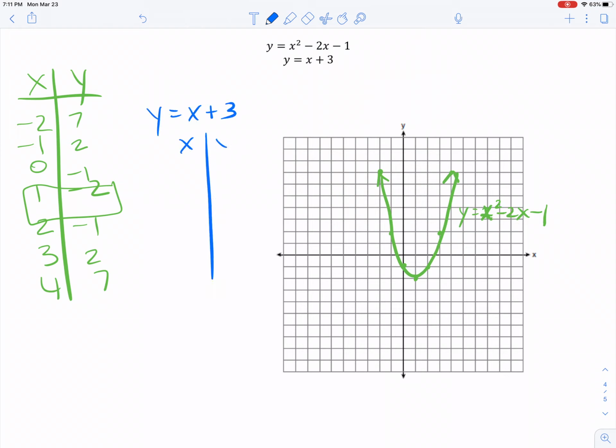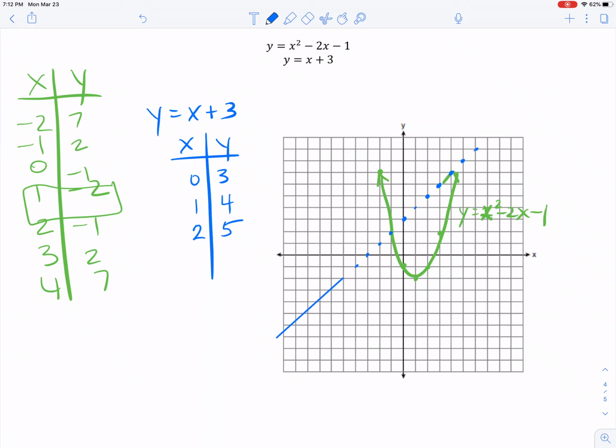I could put that in the calculator. Again, in this case, I'm not going to. If x is 0, y is 3. If x is 1, y would be 1 plus 3, 4. If x is 2, y would be 5. So I could plot these 3 points. 0, 3, 1, 4, 2, 5. And I see that we're going up 1, right 1. And down 1, left 1.